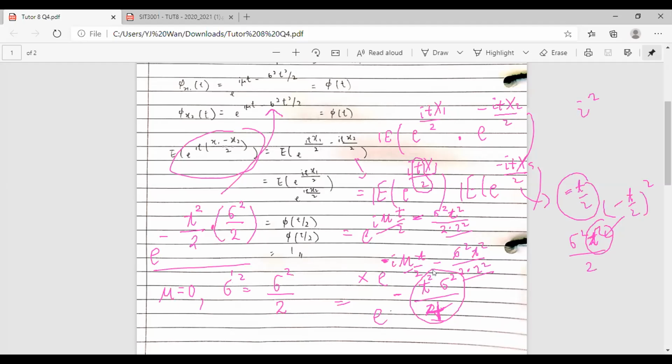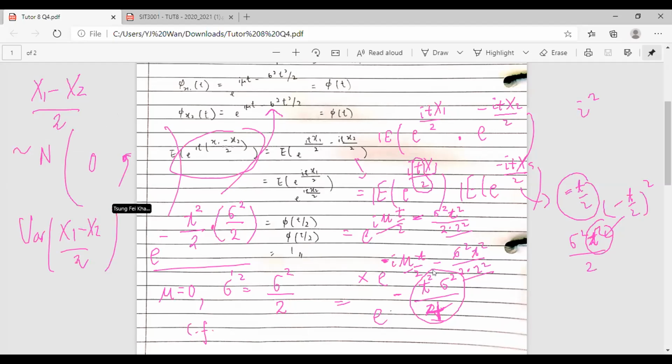Now, this is what you get from using the CF, right? Let's check with the theory. If you have x1 minus x2 over 2, this is still normal, right? The difference of two normals is still normal, with the mean equal to 0, because the expectation of this is 0. The variance of x1 minus x2 over 2: since they are independent, it will be 1 over 4 of sigma square plus sigma square, so it will be sigma square over 2, which is this one.